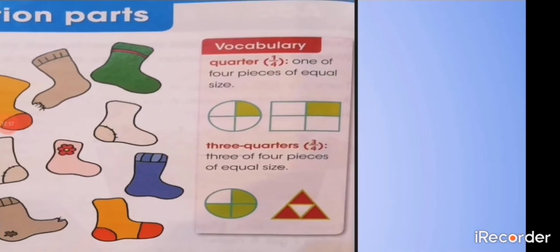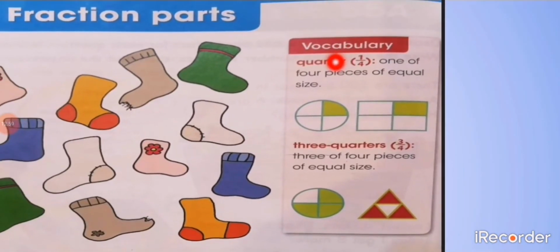First we look at the vocabulary here. Quarter, 1 by 4. 1 of 4 pieces of equal size. You can see there are 2 shapes. It's a circle, it's a rectangle. Circle is cut into 4 equal parts. Rectangle is also cut into 4 equal parts. And 1 part out of 4 is colored in circle, and 1 out of 4 parts is colored in rectangle.